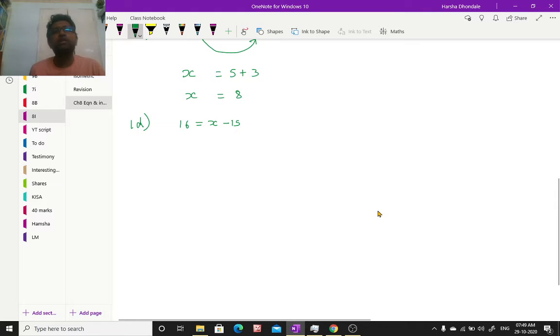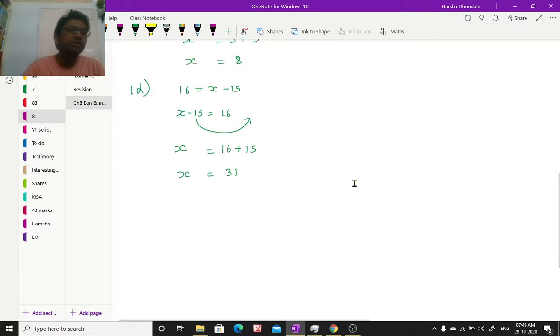So again, I'll try to keep the unknown on the left hand side. I'm just interchanging the sides. x minus 15 is equal to 16. I'm not doing anything here. I'm just writing the right hand side on the left hand side and the left hand side on the right hand side. So now again, send this on the other side. So x is equal to 16 plus 15, because when 15 comes on the other side it becomes plus 15. So x is equal to 31.